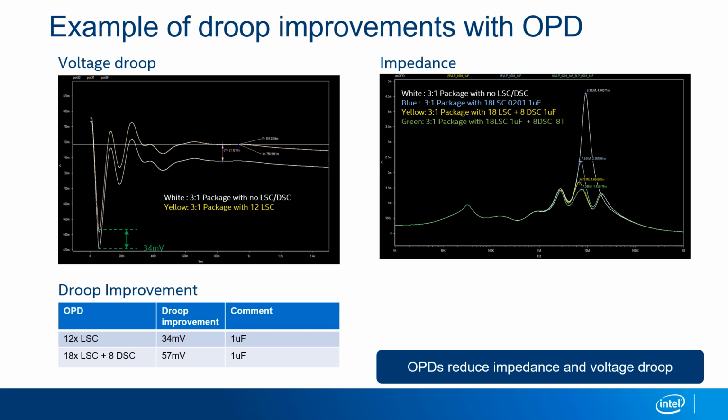Some devices incorporate one OPD option. Other Agilex devices may have both. The on-package decoupling reduces the impedance and the voltage droop, enabling us to simplify the PDN analysis.